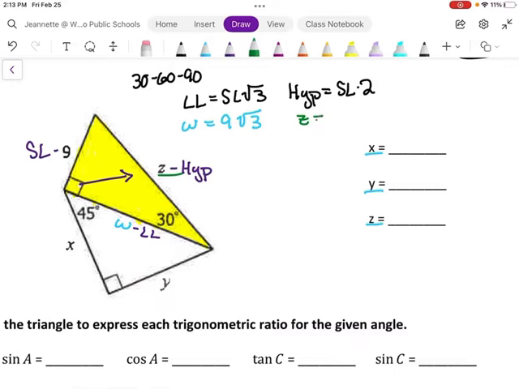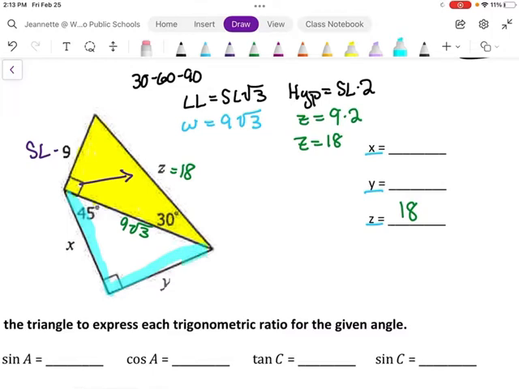Next, we're going to figure out what our hypotenuse is. So that's Z equals our short leg of 9 times 2, which will make Z equals 18. Okay, so now we have found all three sides in this 30, 60, 90 triangle. I'm just going to write those down on here so we can see them. We know our hypotenuse is 18, and this one is 9 square roots of 3. Now we're done with that triangle, the yellow one.